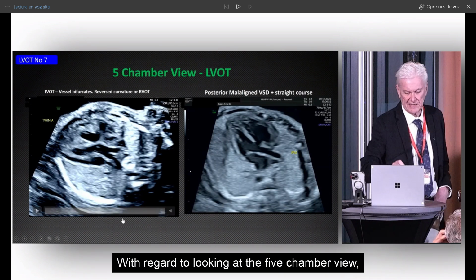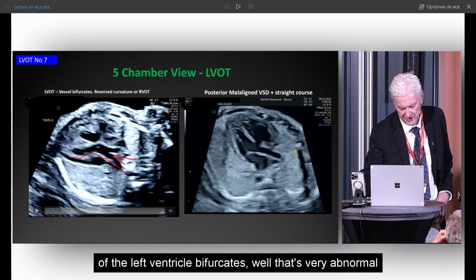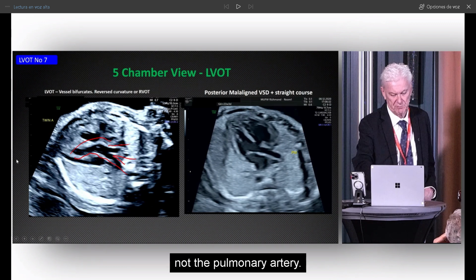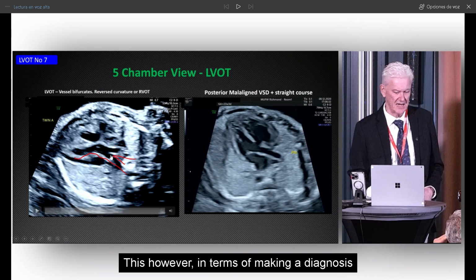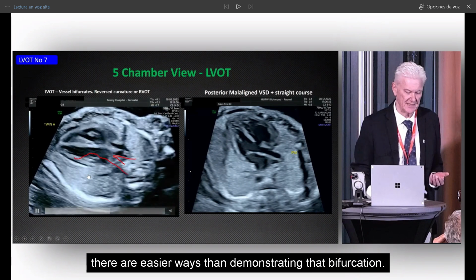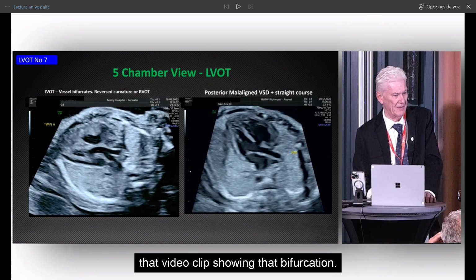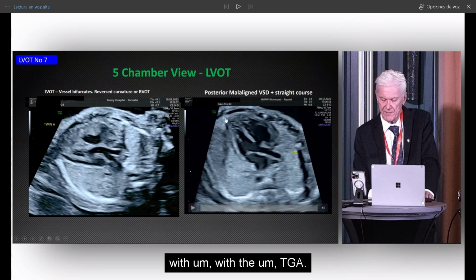With regard to looking at the 5-chamber view, if you see the vessel coming out of the left ventricle bifurcates, well, that's very abnormal because it's the aorta that should be coming out, not the pulmonary artery. However, in terms of making a diagnosis of transposition of the great arteries, there are easier ways than demonstrating that bifurcation. It took me a while to produce that video clip showing that bifurcation. It's not one of those things that strikes you straight away with the TGA.